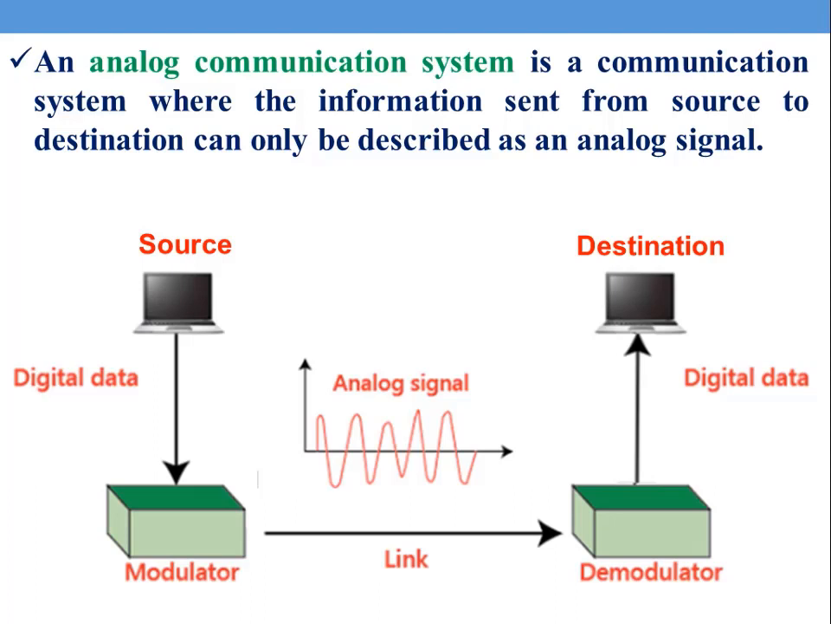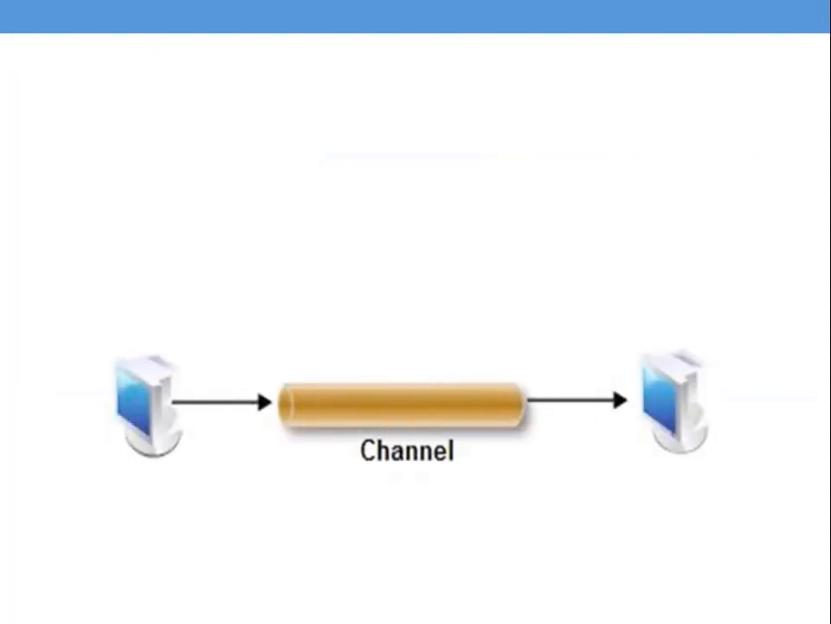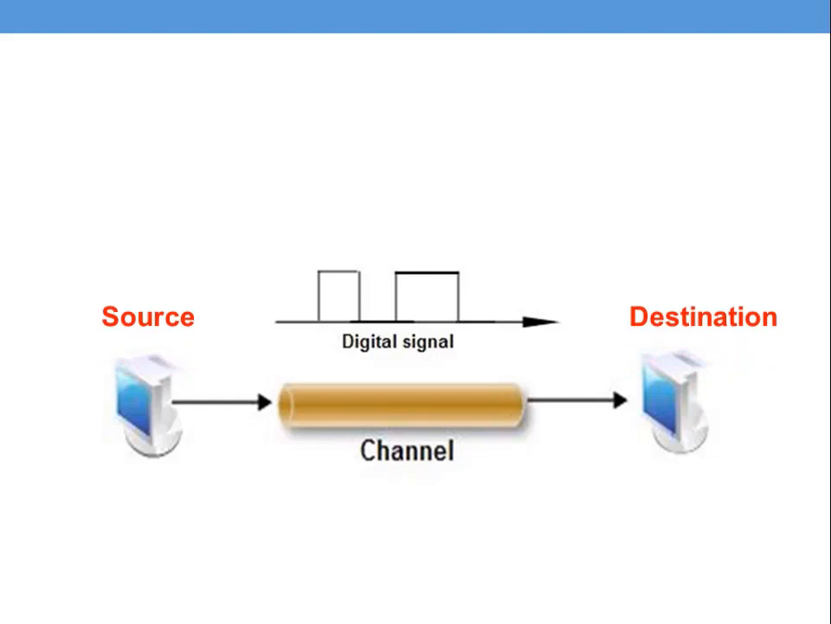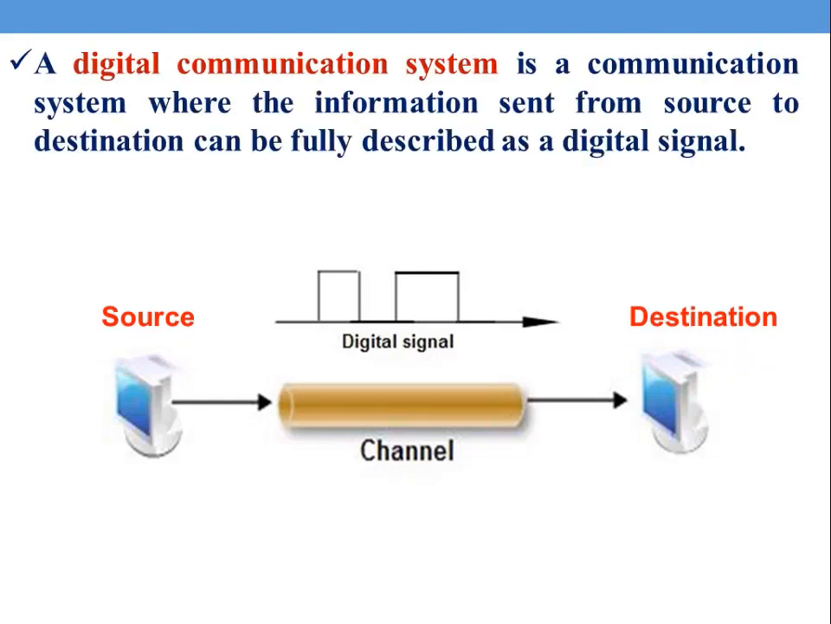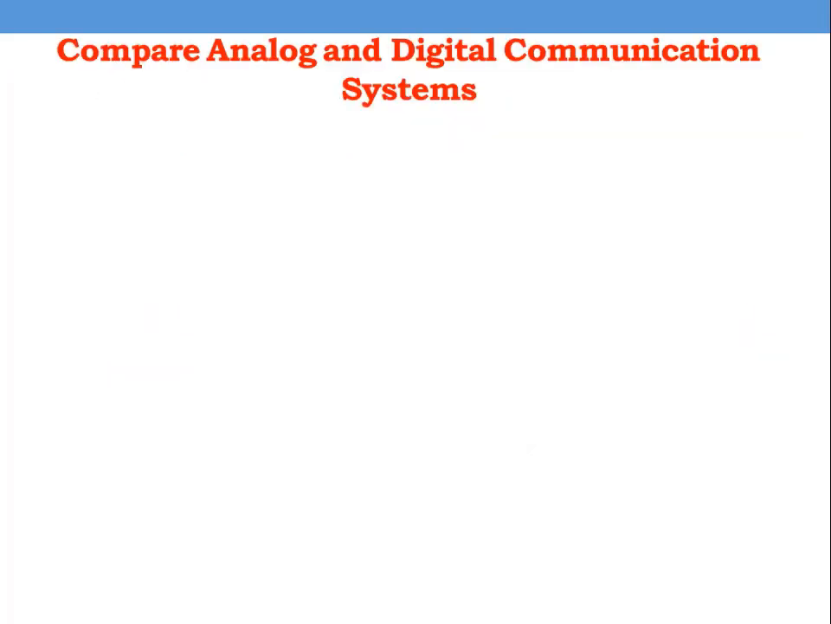Then what is a digital communication system? Digital communication system is the one in which digital signals are used to communicate the information from source to destination through the communication channel. So in this type of communication system, the information sent from source to destination can be fully described as a digital signal only. I hope you all understood the difference between analog and digital communication system. Now look at the comparison between them.